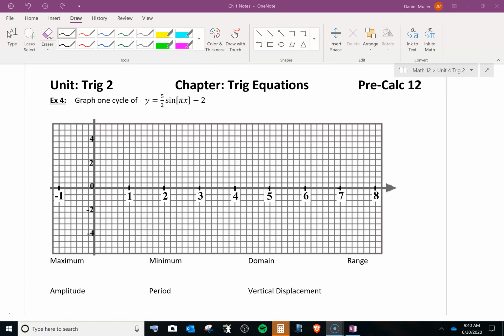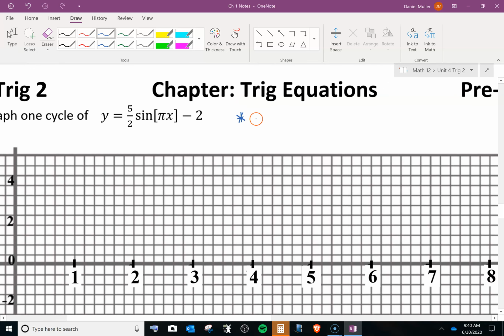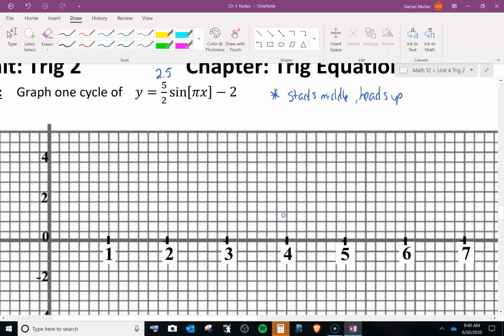Example number 4, graph one cycle of, and I can see that it's a sine. And so immediately I know, okay, well, sine starts in the middle and then heads up. So that's helpful to me. If it's negative, that means I'll have to head down, but it's not negative. Also, what's worth noting is taking a look at this and saying, oh, well, 5 over 2 is 2.5. So keep that in mind as well.